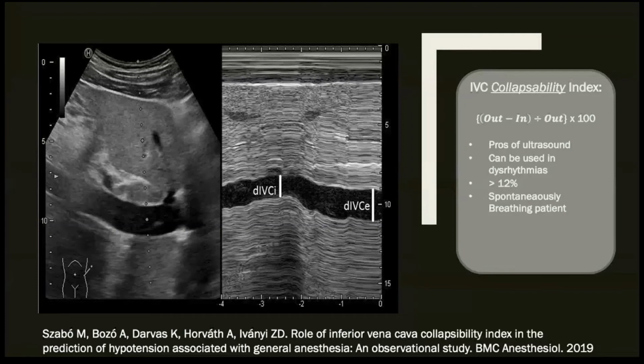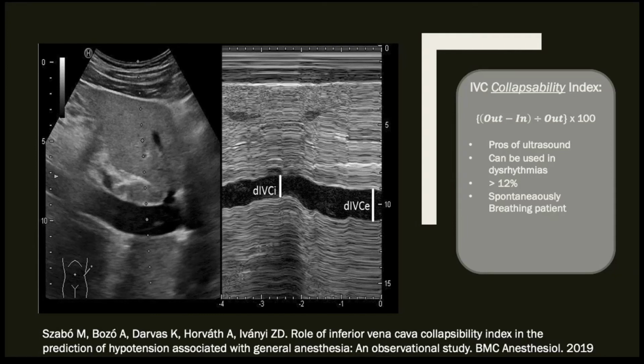We'll call it collapsibility because when you breathe spontaneously, you have negative pressure. And we'll call it a distensibility index if a machine is pushing air into you, because the variation in the IVC will be different. And they're still not the best validated studies, but then there's a little formula you do: what's the biggest the IVC was and what's the smallest it is. So when you're breathing in, the out minus in. You don't have to remember that formula.